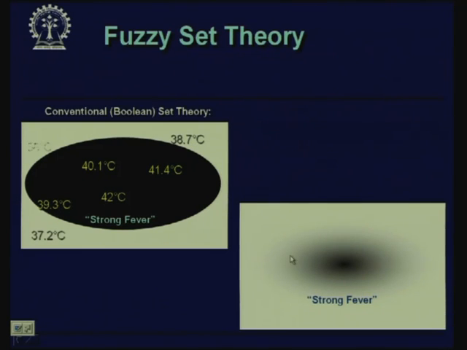On the other hand, here we can see that 40.1 degrees is inside the set, 42 is inside the set, 41.4 is also inside the set, 39.3 is slightly in this shaded region, and 38.7 is even further. So, in order to capture this scenario, fuzzy set theory was proposed.